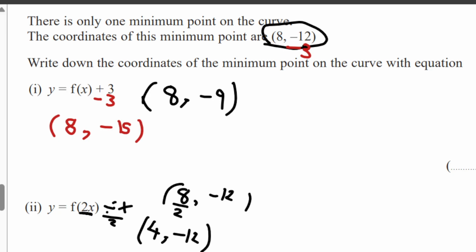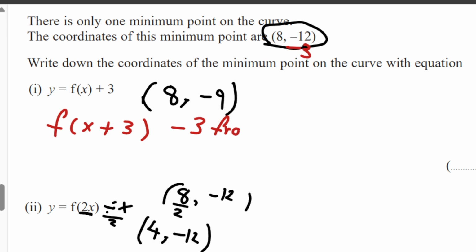Now, what if it was f of x plus 3? If the 3 was inside, not outside like that, if the 3 is inside, you take away 3 from x. So instead of 8, it's going to be 8 minus 3. So your answer will be 5 and -12.